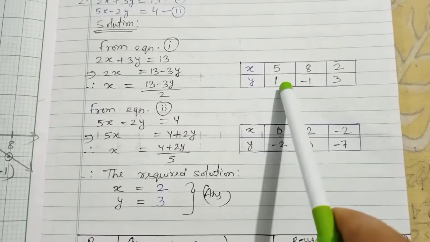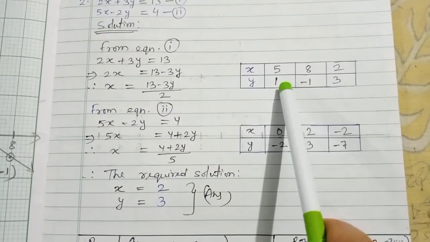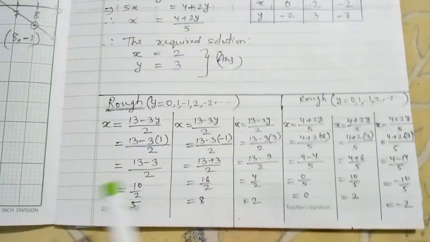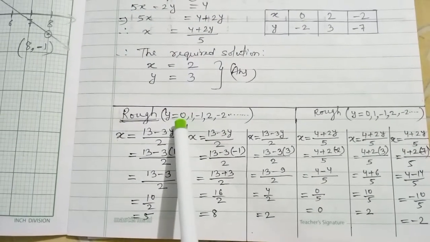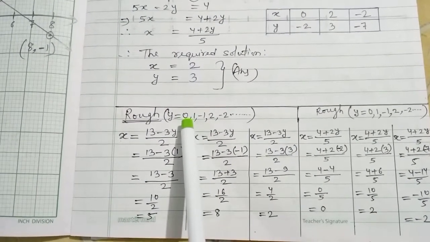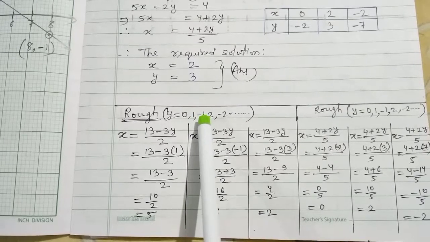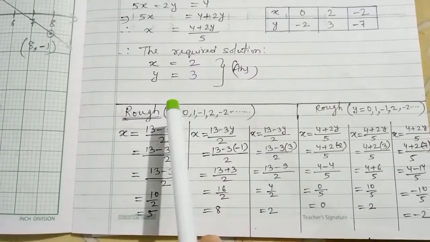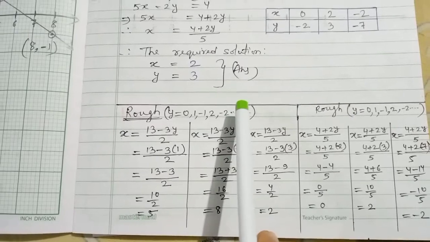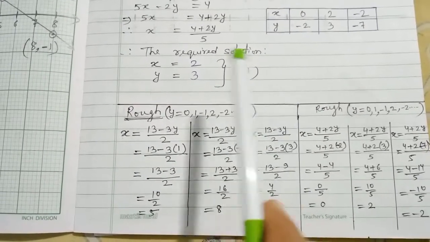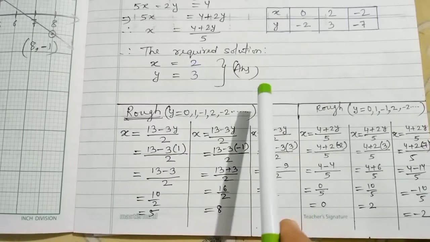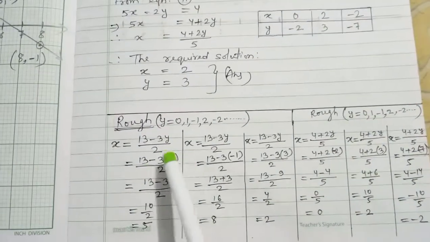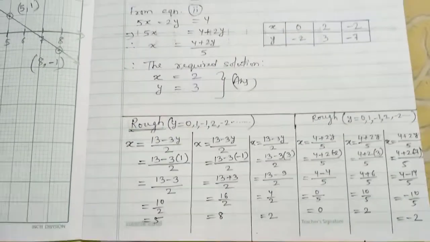But children, you might be asking, sir, why did you put 1? Why not 0? Why not minus 1? Why not 2? Then I will tell you, children. Actually we have to do the rough work like this. First I should start with 0, then 1, then minus 1, then 2, then minus 2, then 3, then minus 3. That means first I take 0, then 1, after 1 minus 1, then 2, after 2 minus 2, then 3, and after 3 minus 3. So it goes on.